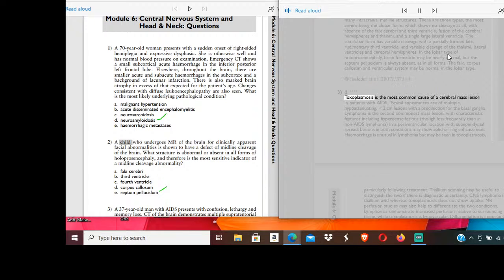3d. Toxoplasmosis is the most common cause of a cerebral mass lesion in patients with AIDS. Typical appearances are of multiple, hypoattenuating, 2 cm lesions with a predilection for the basal ganglia. Lymphoma is the second commonest mass lesion, with characteristic features including hyperdense lesions, though less frequently than in non-AIDS lymphoma, in a periventricular location with subependymal spread. Lesions in both conditions may show solid or ring enhancement. Hemorrhage is unusual in lymphoma, but may be seen in toxoplasmosis, particularly following treatment.